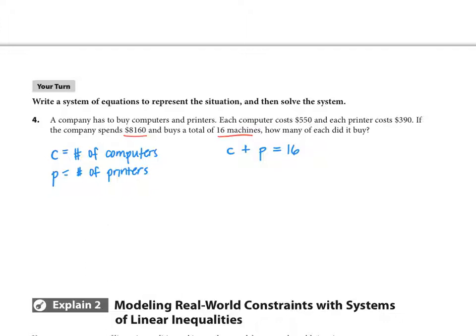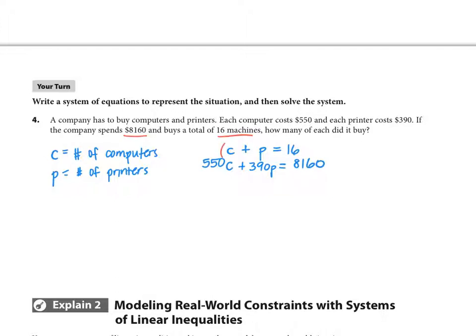The second equation has to do with the cost of these. So if each computer costs $550, the total cost of all the computers is 550 times C. Because if they bought, let's say, 10 computers, that means it's going to cost 5,500, which is 550 multiplied by 10. So it's 550C for the cost of all the computers, and 390P represents the cost of all the printers. And we know that the cost of all the computers and the printers together is going to be $8,160.